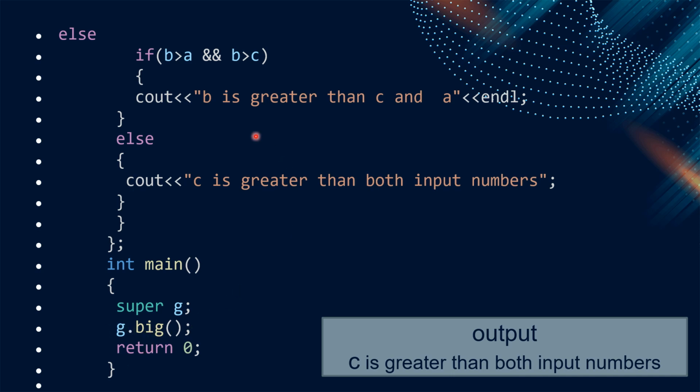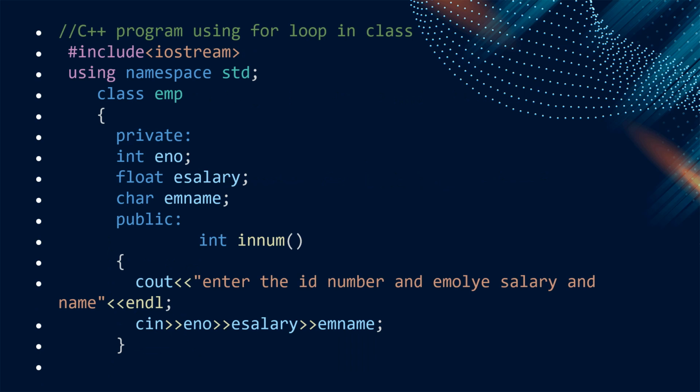When you run this code you will get the output: c is greater than both the input numbers, and c was 1000. It is a simple code, so please go and try to run it and understand it better. And it is a very simple program written using a for loop in a class.